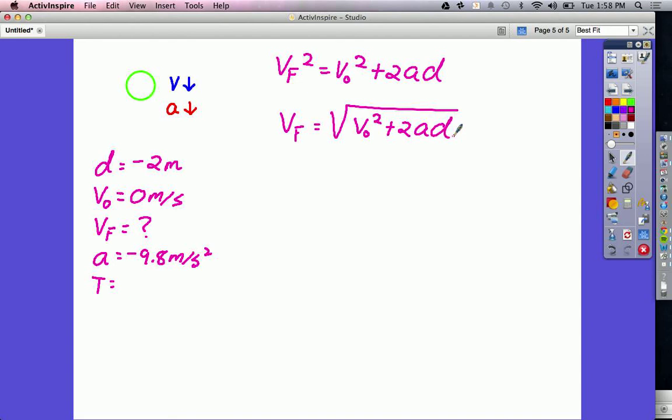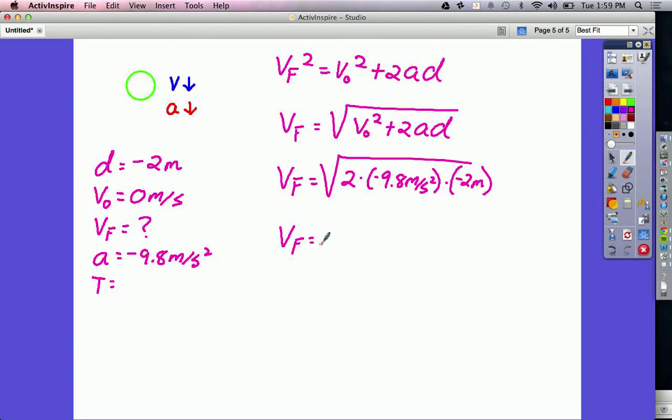Plugging in our numbers, Vf is equal to the square root. V naught is just 0, so I'm not going to write 0 squared just to have it there. So I'm going to skip it, and we'll just have the 2 times the acceleration, which is negative 9.8 meters per second squared, times the displacement, which is negative 2 meters.